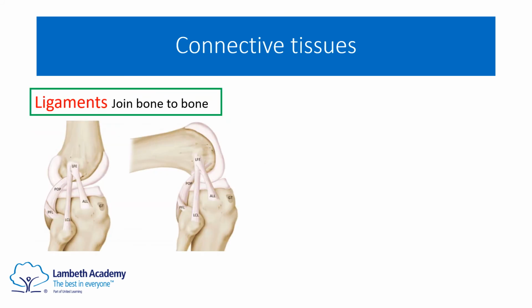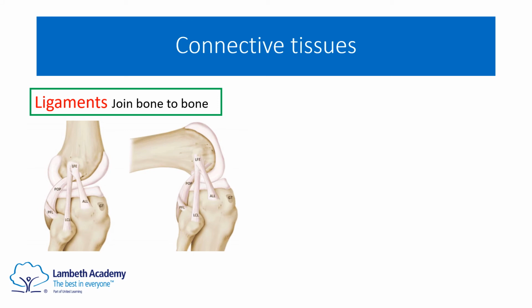The other type of connective tissues that we have in our body are ligaments. Now, ligaments join bone to bone. Please get that down and scrub a highlighter through it so you know that ligaments join bone to bone.